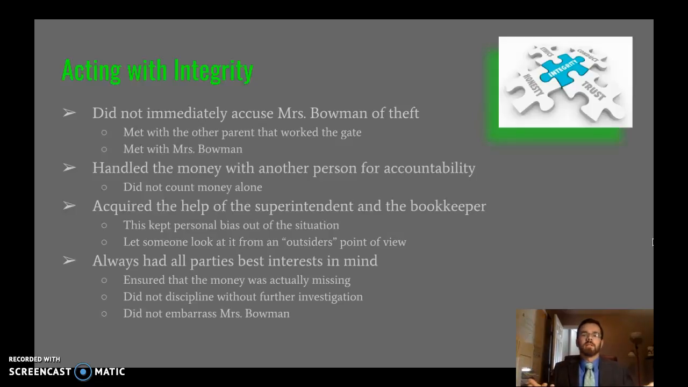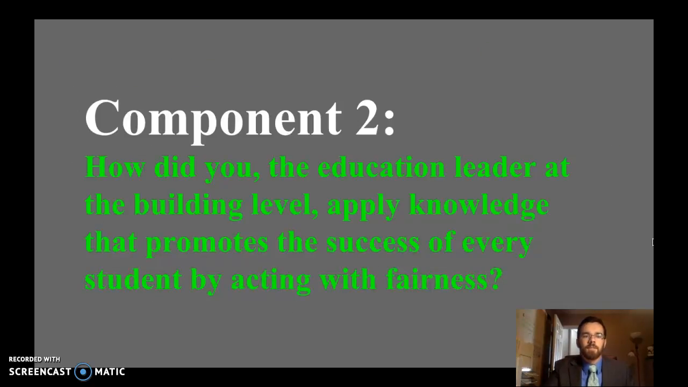This keeps personal bias out against Mrs. Bowman, as well as handling it by yourself can be considered not right, obviously. And last, always had all parties' best interests in mind. So I think that is definitely acting with integrity.